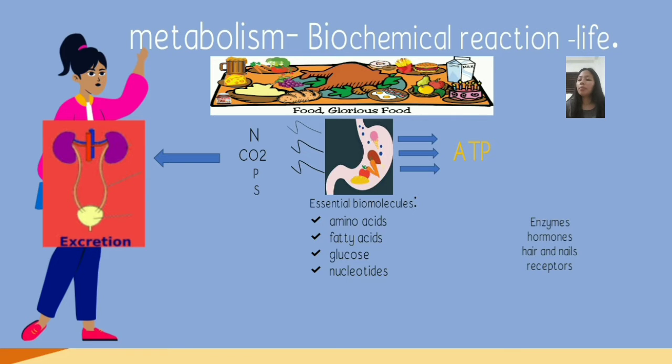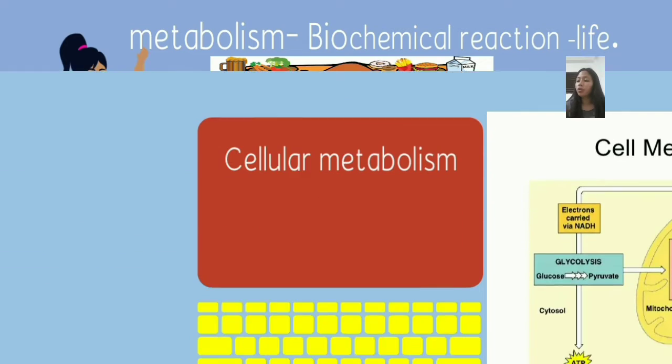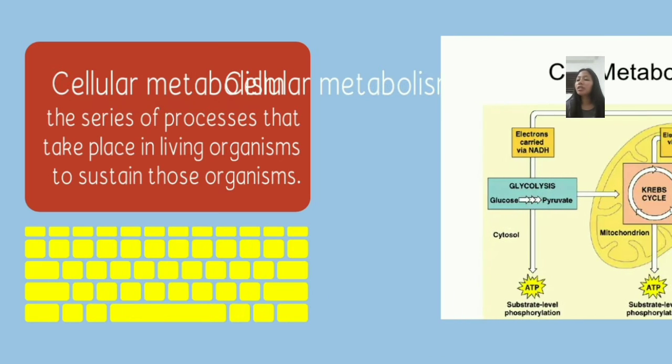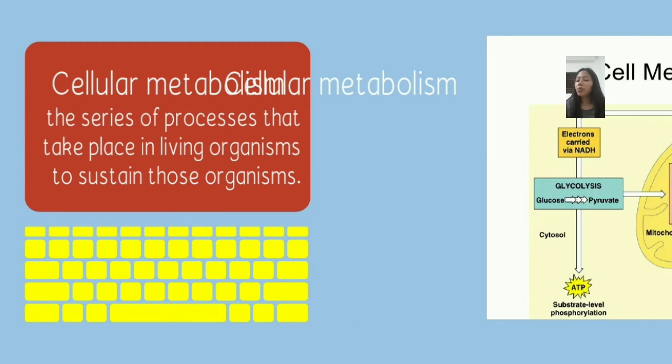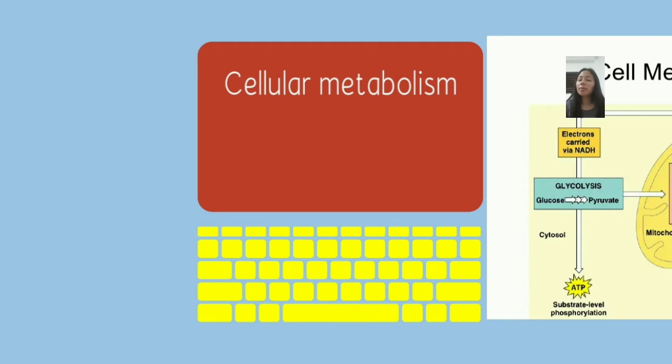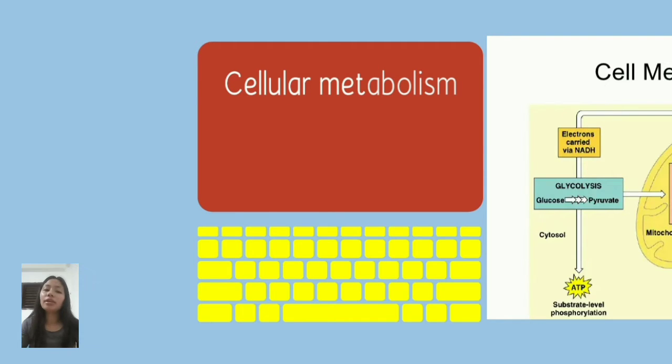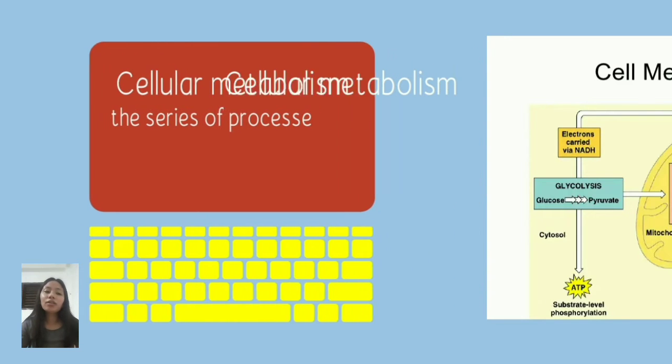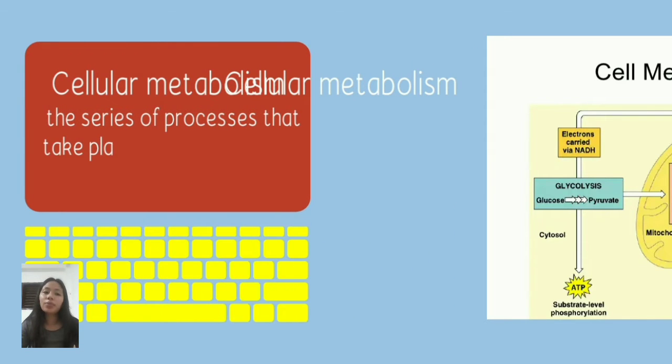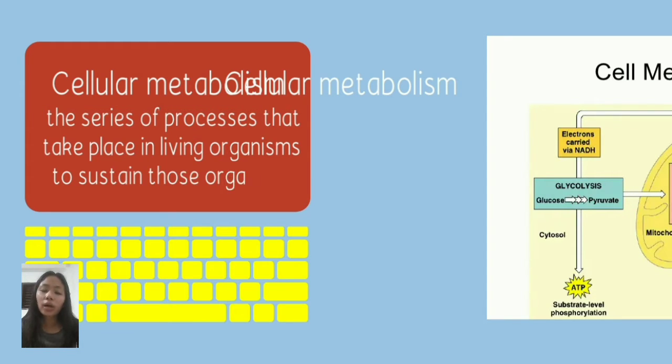The new term that came into existence in science is called metabolism, which can be referred to as the biochemical reactions occurring in a cell or throughout the body. And this is an interconnected network of reactions called metabolic pathways. But first, let's define cellular metabolism. Cellular metabolism is the series of processes that takes place in living organisms to sustain them.